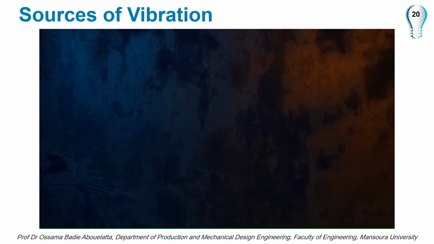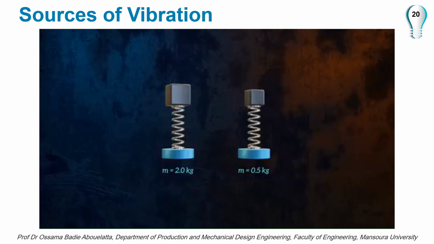Let's compare how two different systems oscillate. Both of these models have the same spring stiffness, but different masses, and so different natural frequencies. The heavier mass oscillates at a much lower frequency.